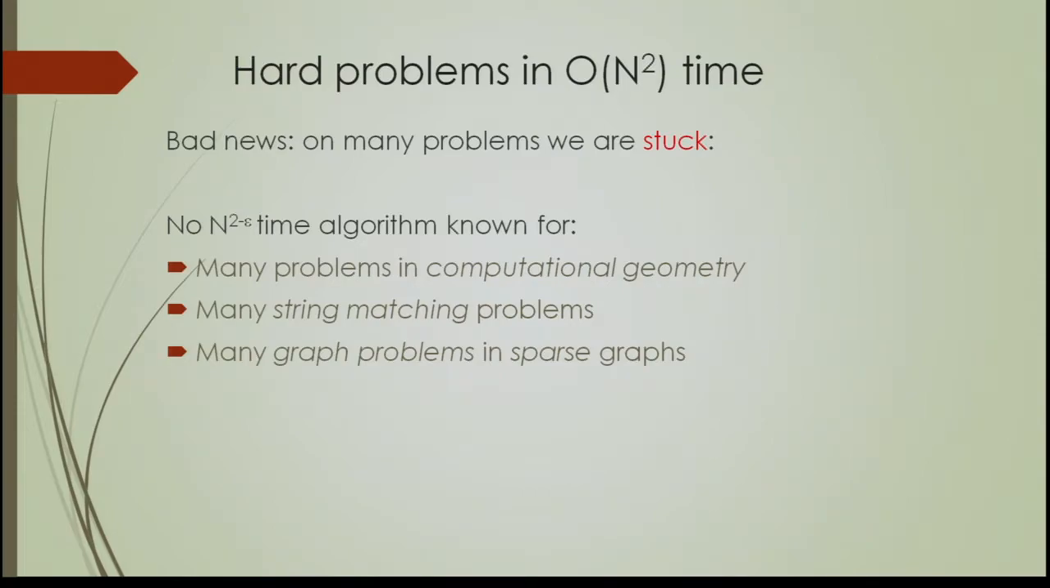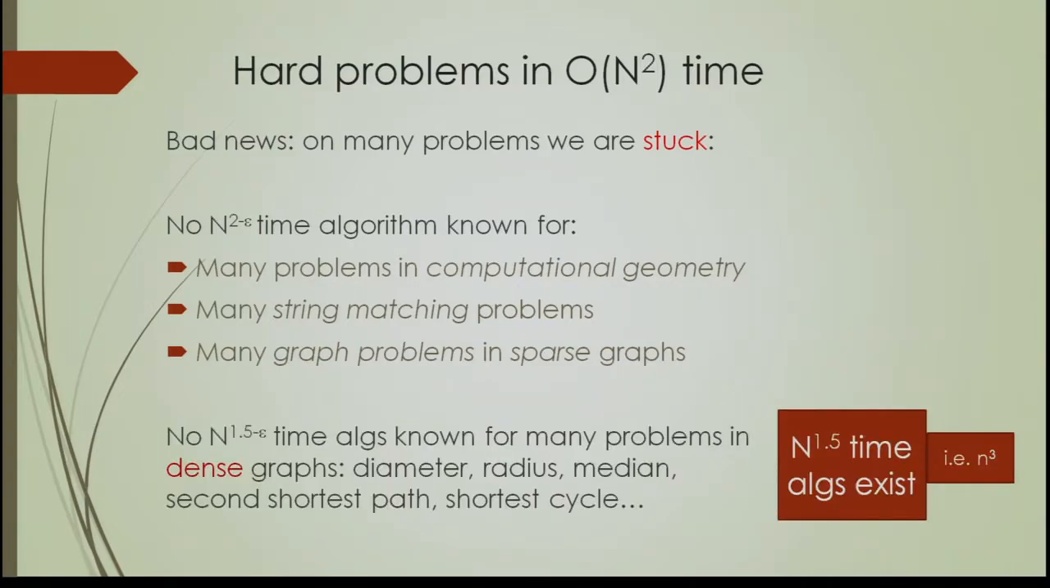So n squared is not anything special. You could say things about other runtimes. For example, there's no n to the 1.5 minus epsilon time algorithms for problems in dense graphs. Here, n is the number of nodes squared. So we have little n cubed time algorithms, which translates to big N to the 1.5, where big N is the input size. And so things like all pairs shortest paths, diameter, radius, median, lots of shortest-paths-related problems in dense graphs don't seem to have faster than n to the 1.5 algorithms.